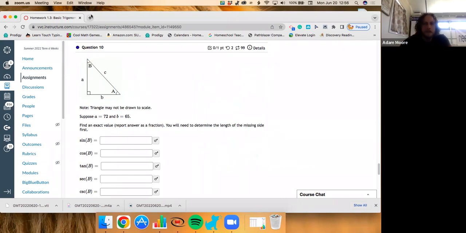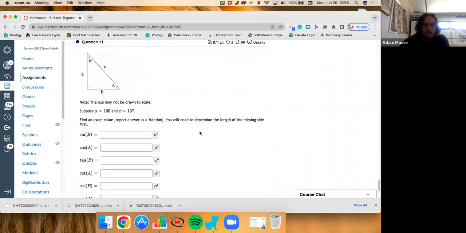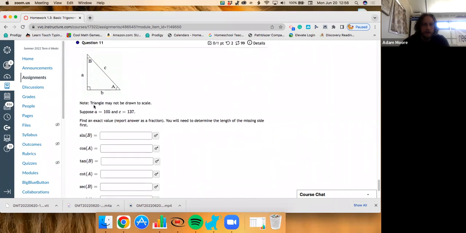It's the same kind of thing on the last problem. Let's look at this one. They give you A and C. The only thing different about this one is that the length of side A is 105 and the length of side C is 137. So they give you the C side this time.